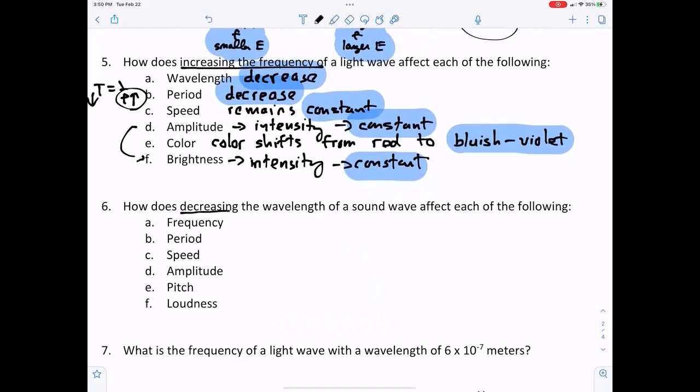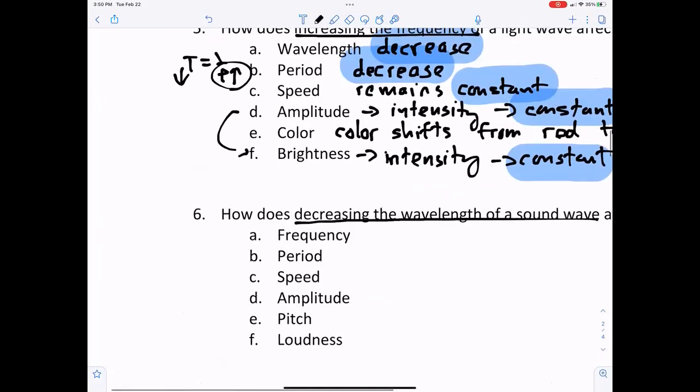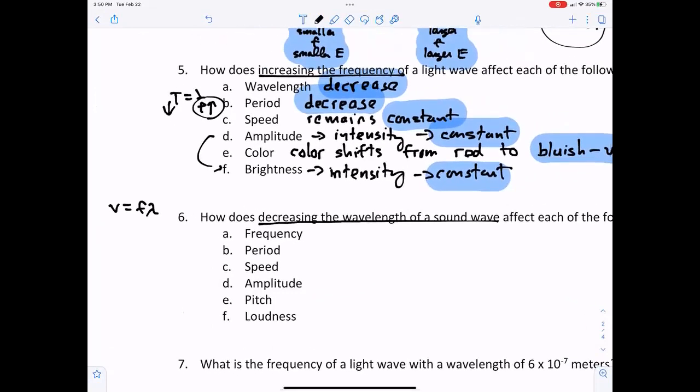How about decreasing the wavelength of a sound wave? Well, again, remember, velocity is equal to frequency times wavelength. So the speed, I'm going to start off with letter C. The speed remains constant. The speed of a sound wave remains constant. Why? Because the speed of a sound wave is based upon the temperature of the medium through which it is traveling. So like air temperature or water temperature, whatever the sound wave is passing through, it's completely based upon the temperature of that medium. And if the temperature is not really changing, the speed of that sound wave is not going to change. So for all intents and purposes, the speed remains constant.